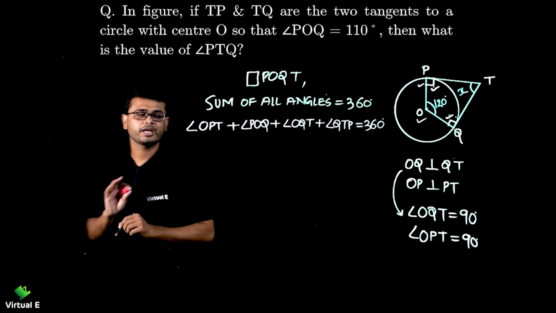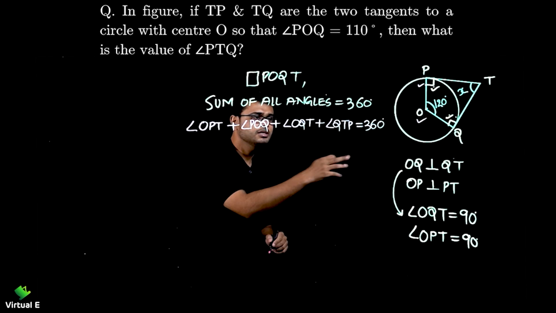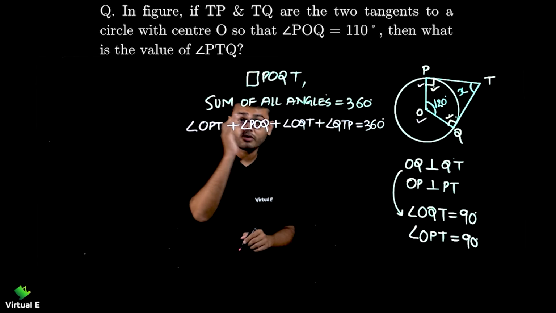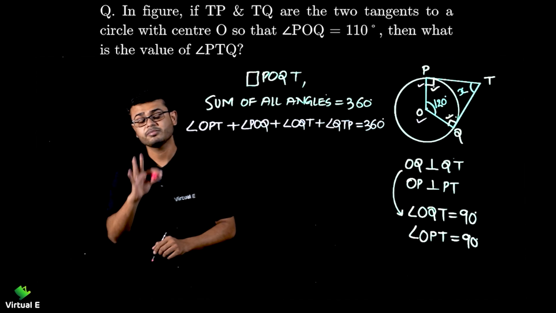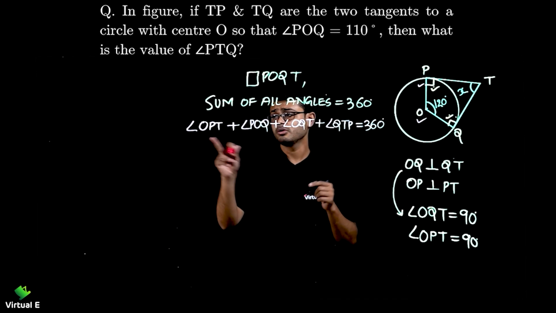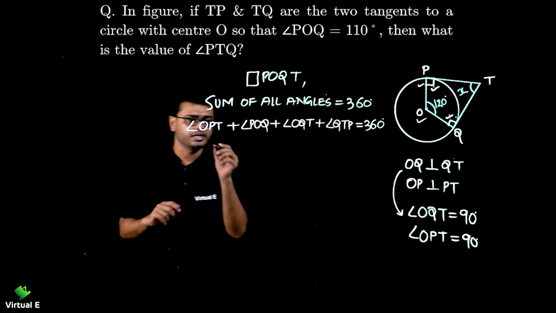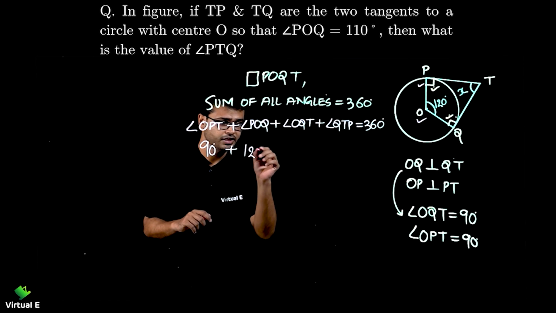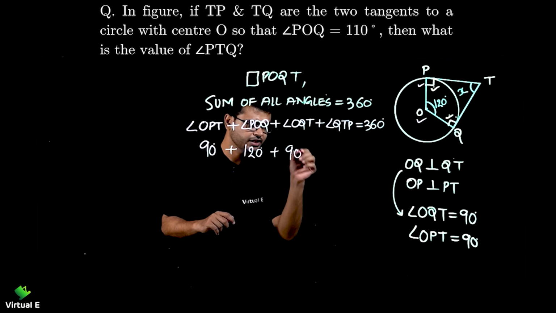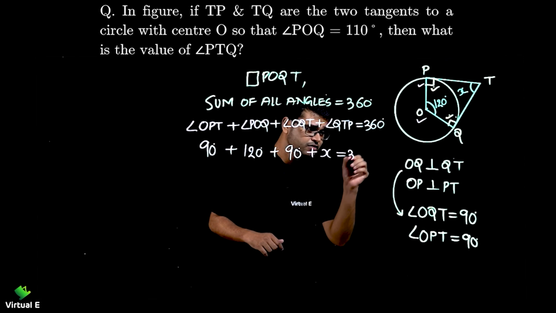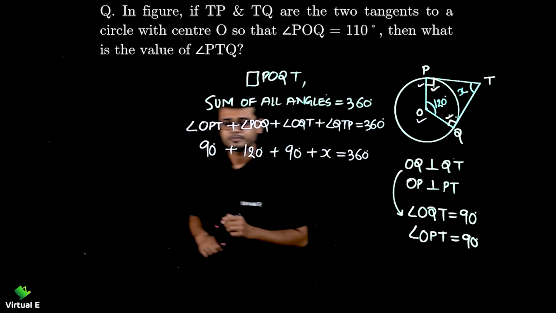Very simple, all four angles. And if you don't want to write this one, if you are doing rough calculation, right? If you are getting marks for these steps, 2 marks or 3 marks, remember, you need to show the steps, don't skip it, right? So the first angle is 90 degree, the second angle is 120 degree, the third angle is 90 degree, and the last one that we want to find, which is X, is equal to 360 degree, right?